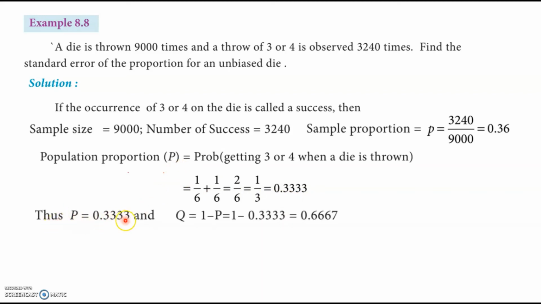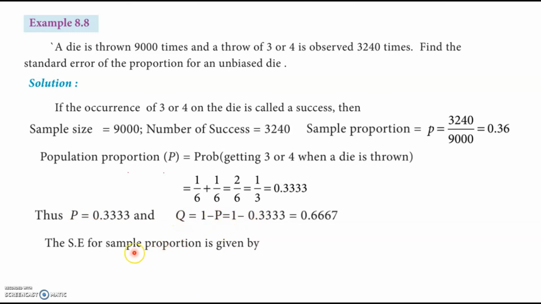Now similarly, we can find the proportion Q, which is for failure. If P is equal to 0.3333, then Q is 1 minus P, which is 1 minus 0.3333, and that's equal to 0.6667. Since we're talking about proportion, P plus Q will be equal to 1. So to find Q, you put 1 minus P.